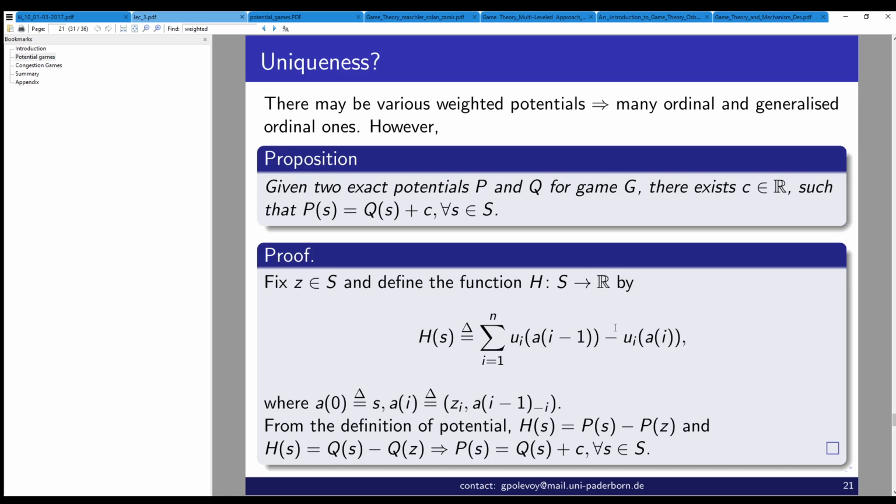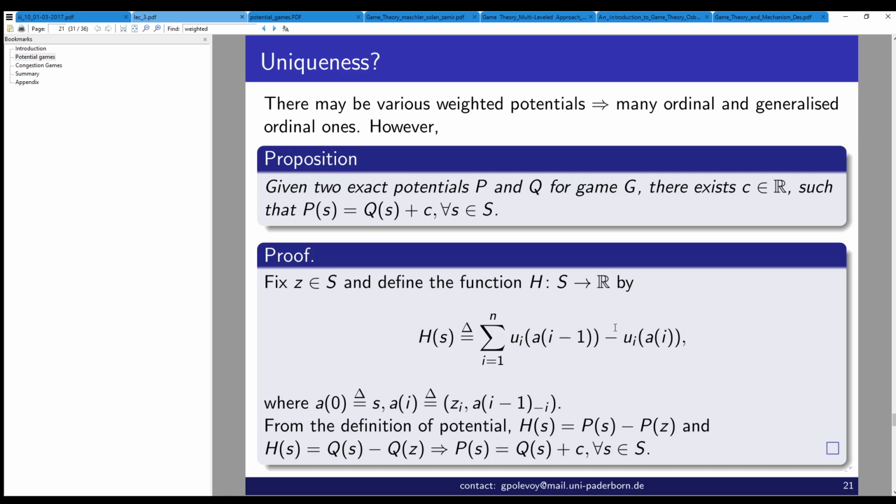A_0 is S. The point here is a profile at which h is defined. And A_i is what A_{i-1} was, besides player i, who in this case plays what she does in strategy Z. So A_n would be completely strategy Z. Basically, if you look at A_0, it's only S, and then we gradually move to Z. And we look at the utilities at those points.